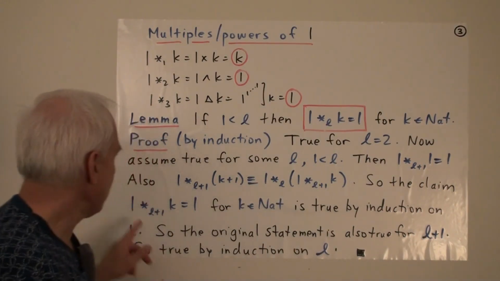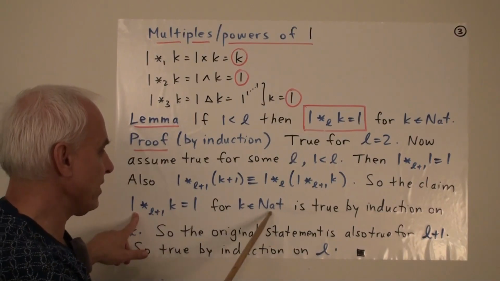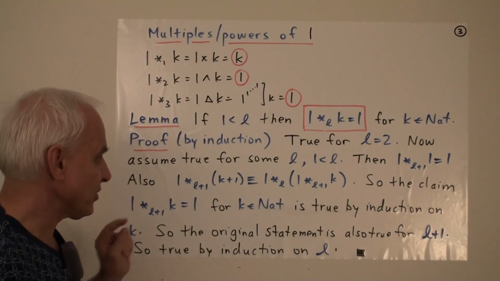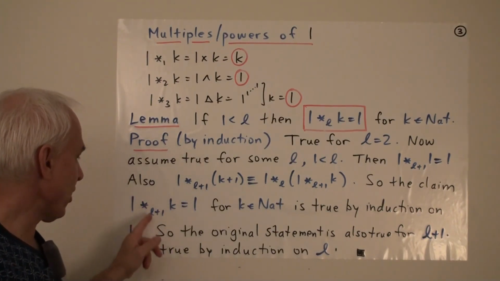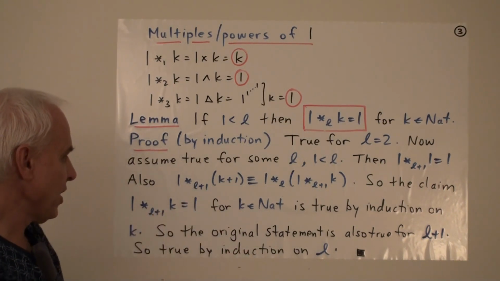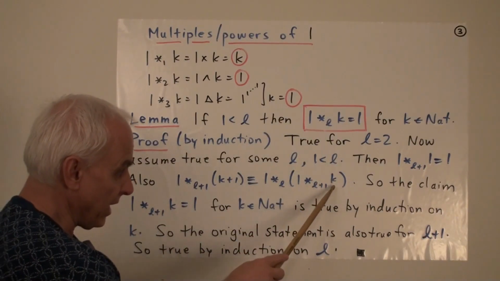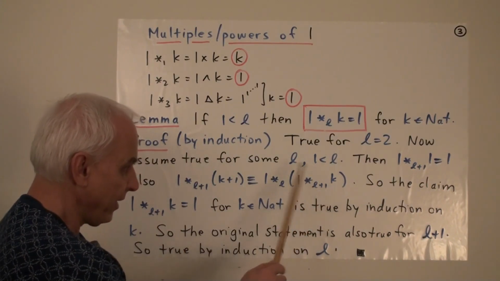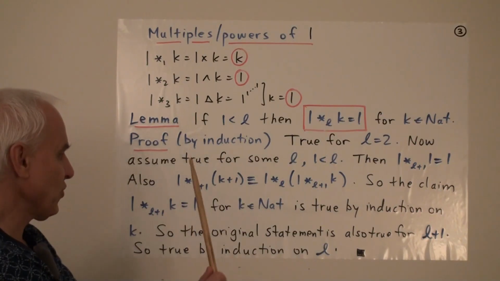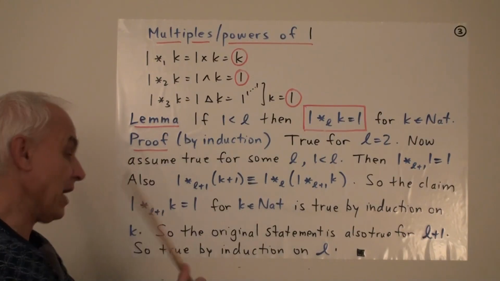Okay, so the claim that 1 star L plus 1k equals 1 for k in natural numbers, this is true by induction on k. Let's say we're just interested in this claim that 1 star L plus 1k equals 1 for all k in N. L is now fixed. So it's true for k equals 1, and if it's true for k, then this is going to be equal to 1, and then this is going to be equal to 1, and then this is going to be equal to 1. So if it's true for k, then it's true for k plus 1. And so it's true by induction on k.